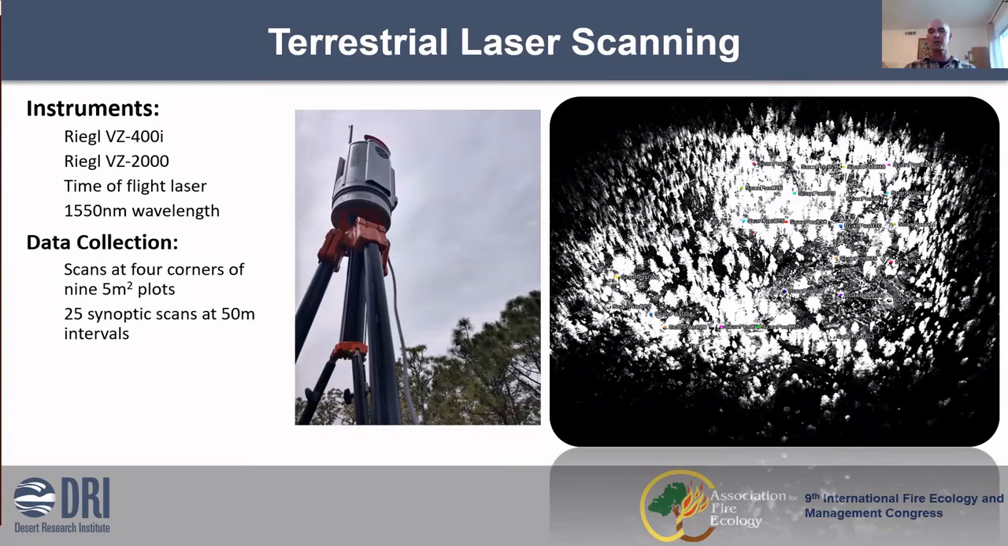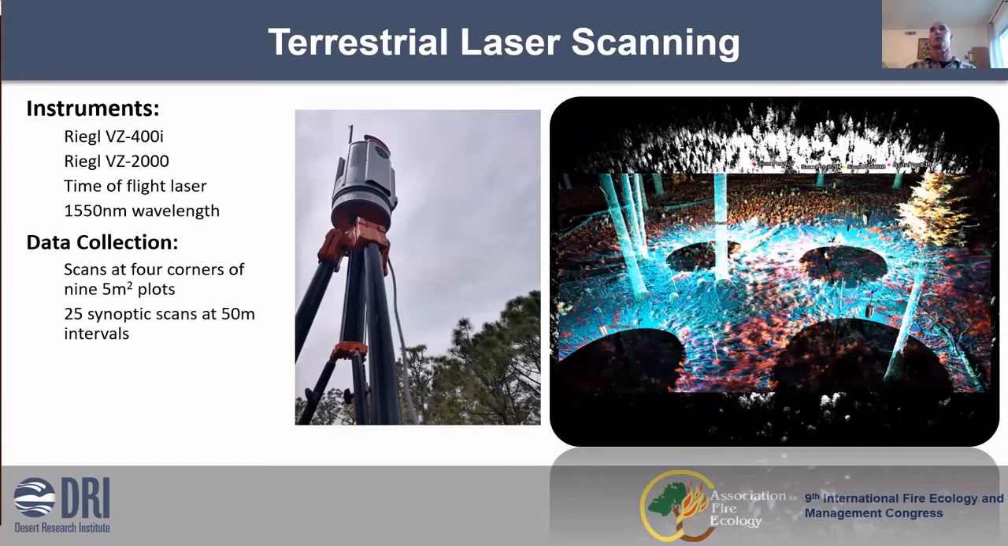And we have two modes of data collection that we use. One of them is the synoptic, which you can see on the right-hand side, which is 25 to 50-meter spaced scan positions where we're collecting information over a unit. And we're able to do this in about 2 hours. The second one is a more localized approach, which is what we're using as our parameterization, which is a 5 by 5 meter plot where we collect scans on 4 corners.